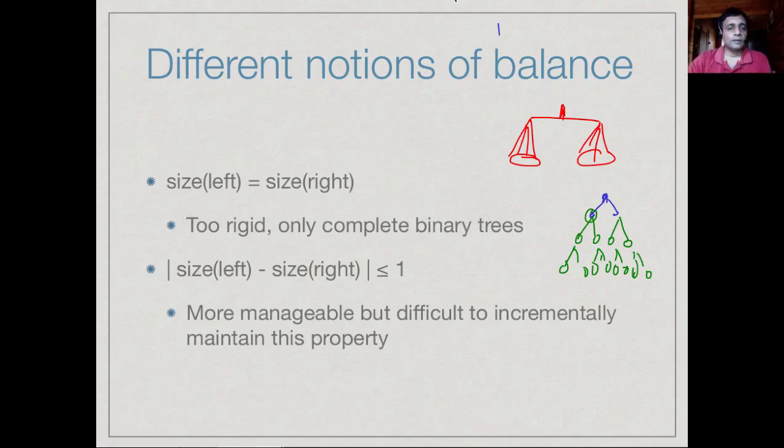So you might want a little bit more flexibility. You might say that we don't want it to be exactly equal, maybe we want it to be at most one off. Then you could have structures, for instance, like this, where you have only a left, or at this point a left and a right, but you have only a right. These types of structures, which are not complete binary trees, become balanced in this notion. So this allows us more flexibility and we can get more trees this way, but it is difficult to maintain this property incrementally as we do inserts and deletes. So we will go for a different notion of balance.